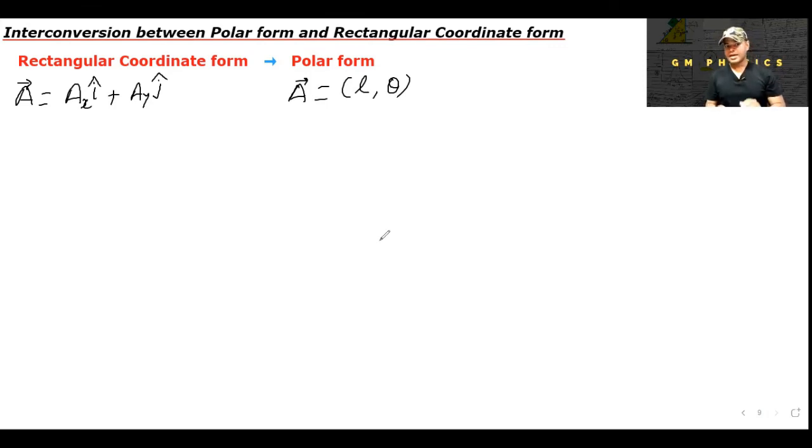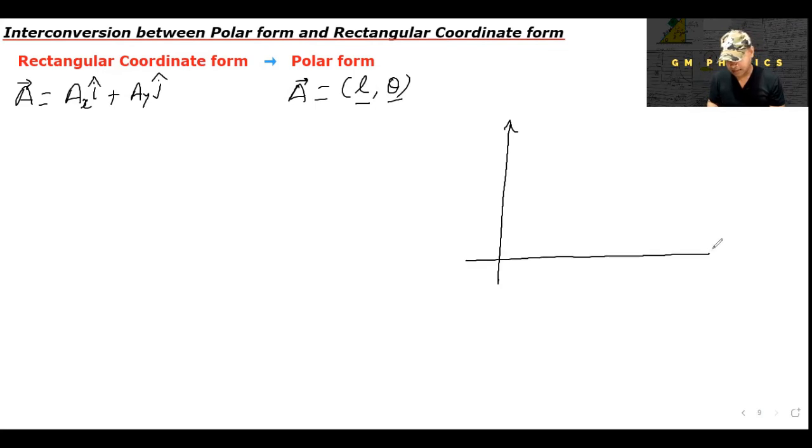So simply, if you want to convert rectangular coordinate form to polar form, you simply have to find the magnitude of the vector and its direction with respect to x-axis, that is angle theta with respect to x. So see, first of all, I'm representing this vector in its components. Let's see, this is my y-axis and this is my x-axis. This is x-axis, this is y-axis. And let's say this is a vector, right?